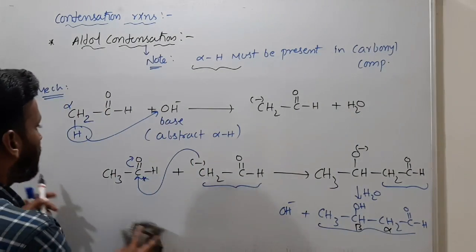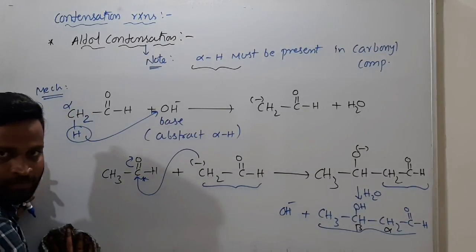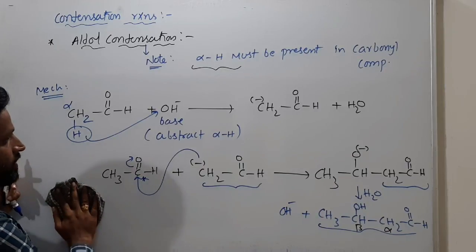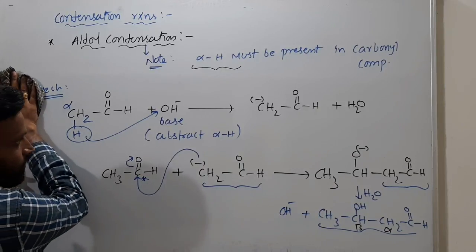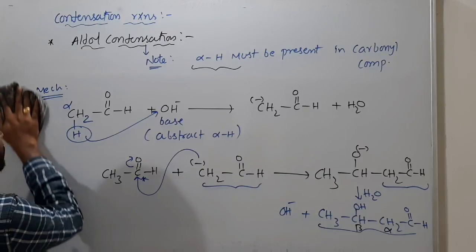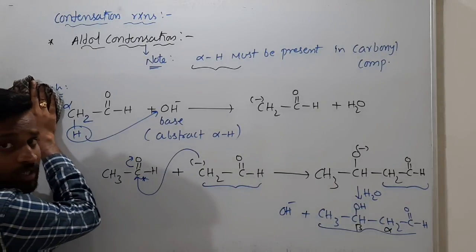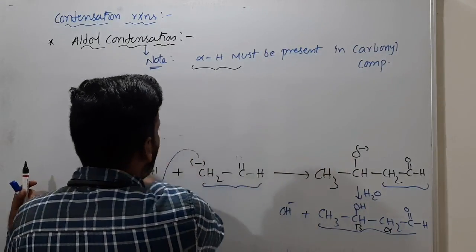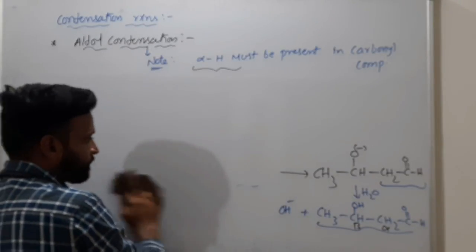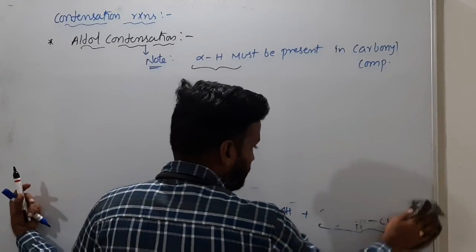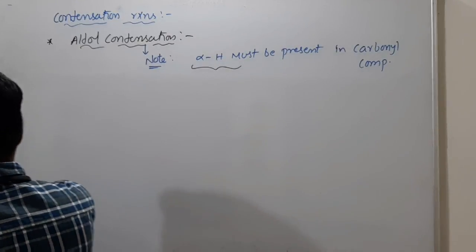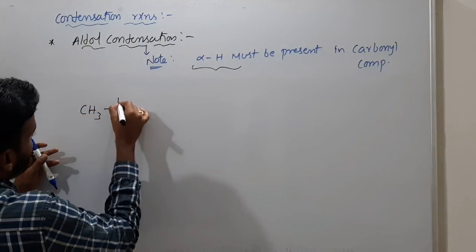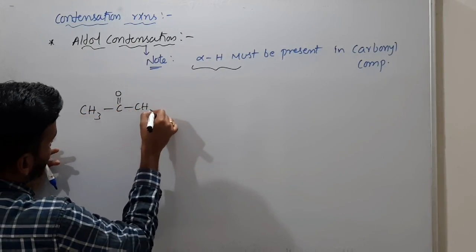So this is about the aldol condensation mechanism. Write this down, these are very important for us. You must take a screenshot of this mechanism. This is about aldol condensation, but it is not complete. We have many reactions in aldol condensation, so we will discuss them one by one. Now tell me what the aldol condensation product is when you take acetone, CH3 C double bond O CH3.